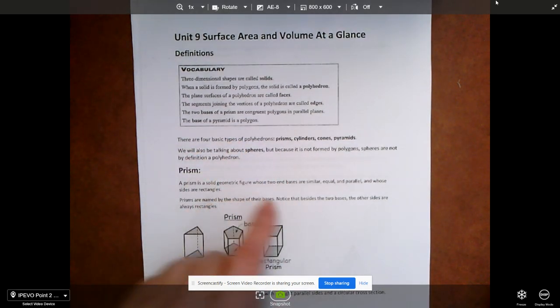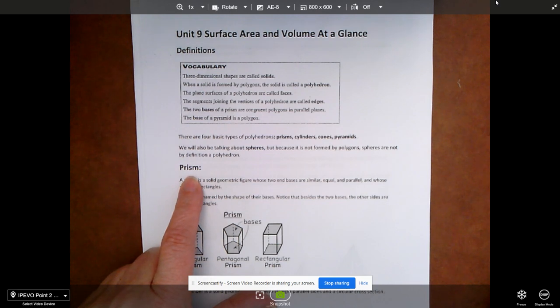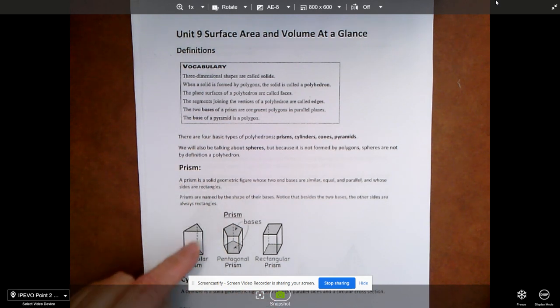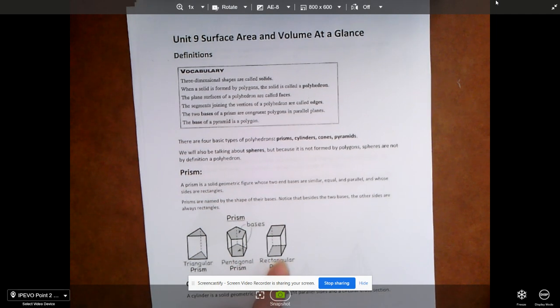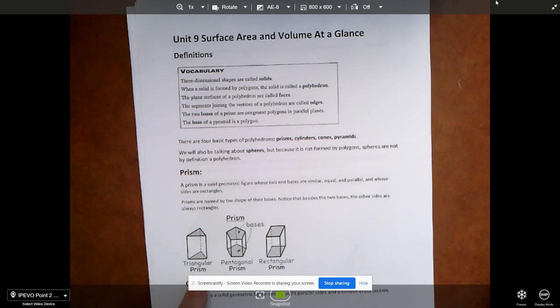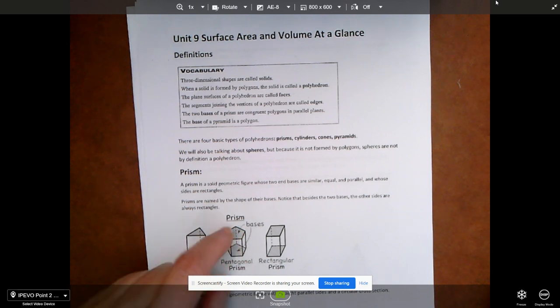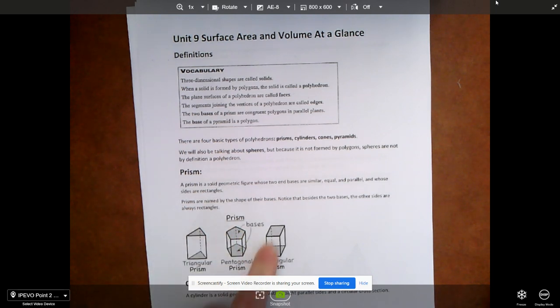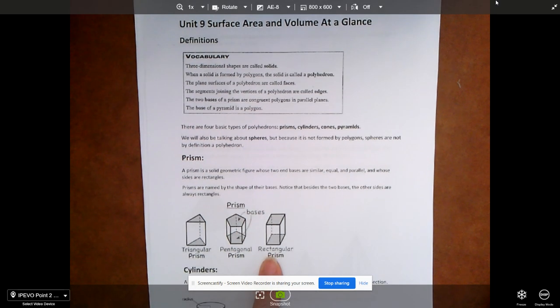Just to go through very quickly, a prism is a three-dimensional shape that has two parallel bases. You can see here, this one has two triangles that are parallel, so it's called a triangular prism. This one here has two pentagons that are parallel, so it's a pentagonal prism. This one has two rectangles that are parallel, so it's called a rectangular prism.